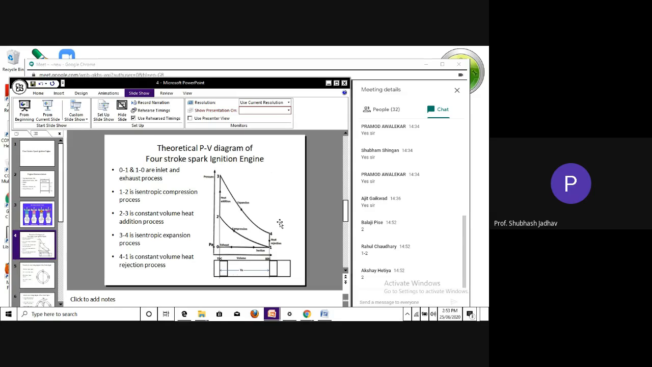Balaji Pise, very good. Generally, we say that at the end of the compression stroke, we give the spark. Which is the compression stroke? 1 to 2. So at the end of the compression stroke, that is at point 2, we give the spark. And after spark, the combustion is happening. So 2 is the point at which we are giving the spark. Okay. I hope you have understood the process of the Otto cycle.